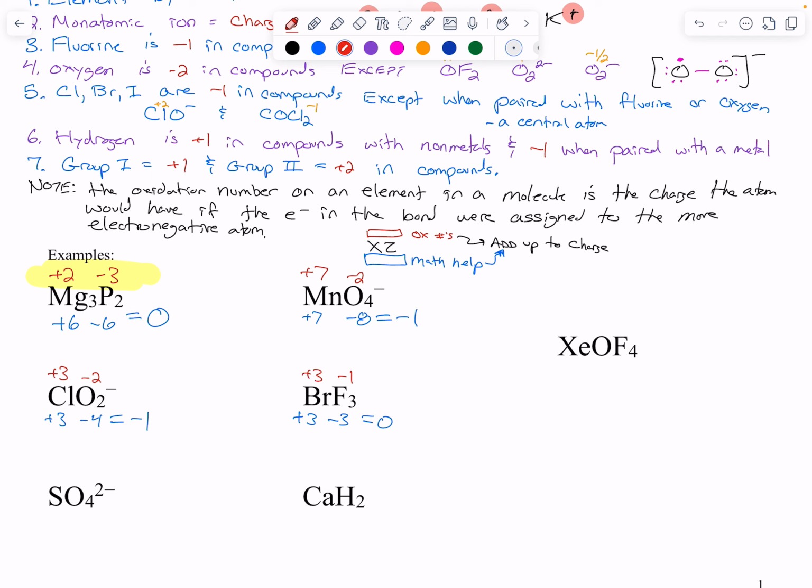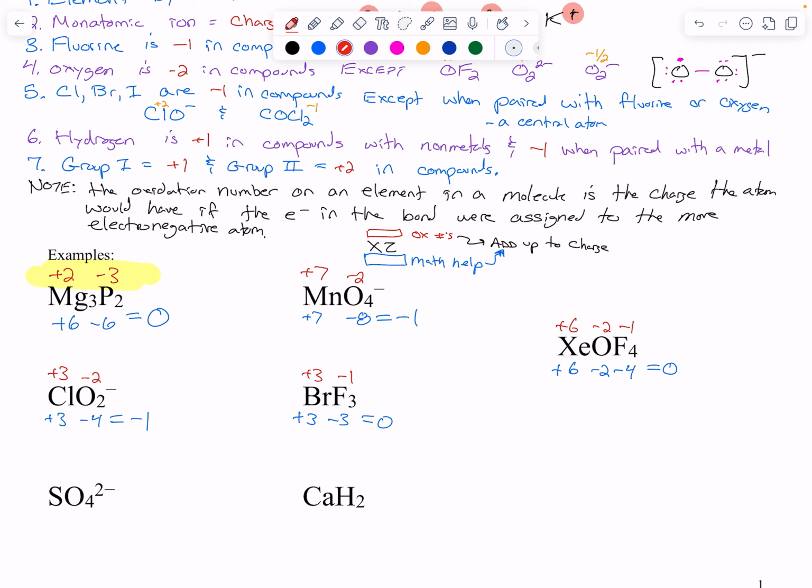XeOF4. All right. And so we look at this. We add up to 0. Go through the list. You get fluorine first. Fluorine's minus 1. There are 4 of them, so that's a minus 4. Then oxygen. So oxygen is next at minus 2. And that's another minus 2. So that means this xenon has to be, looks like, plus 6 to make this work. All right. There we go, right?